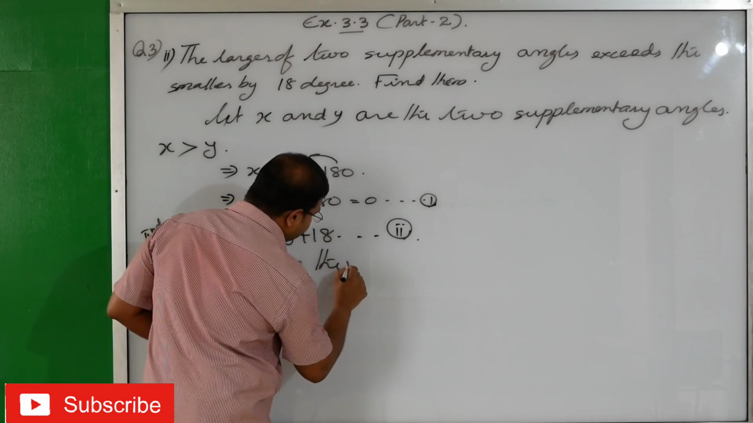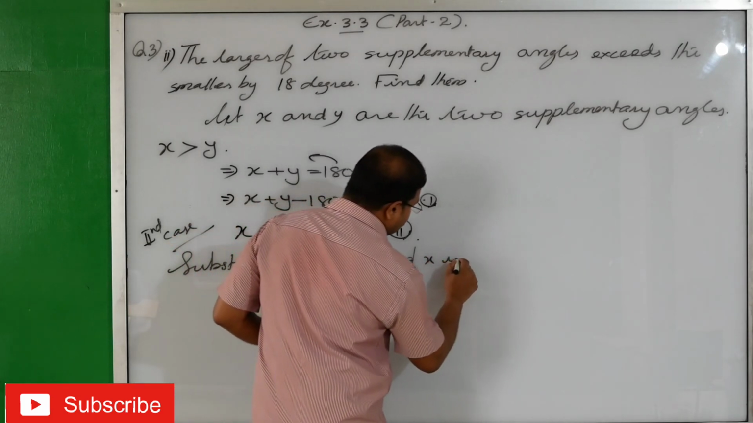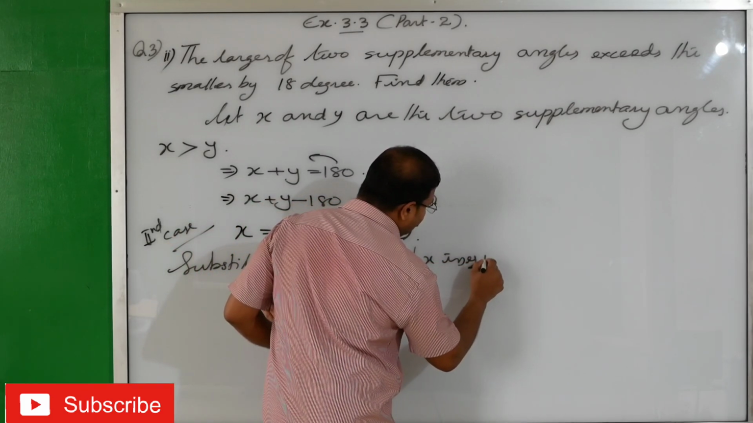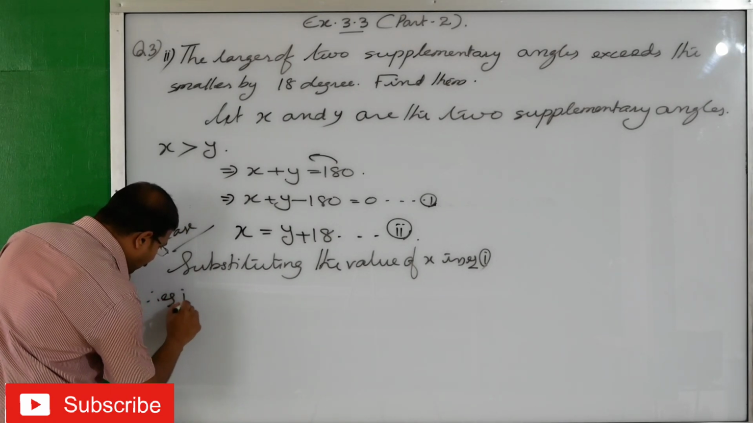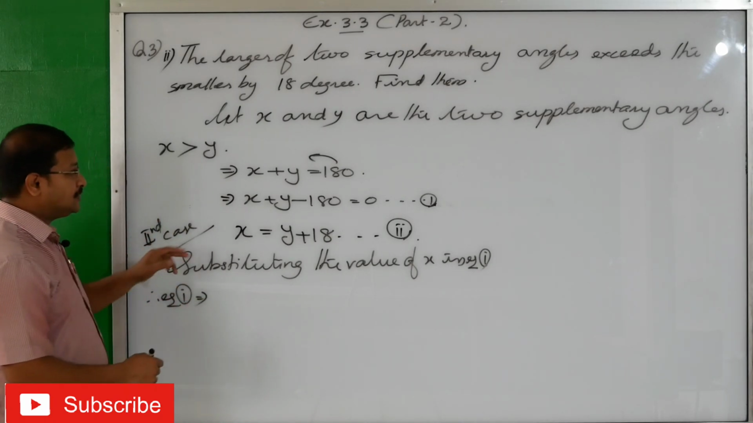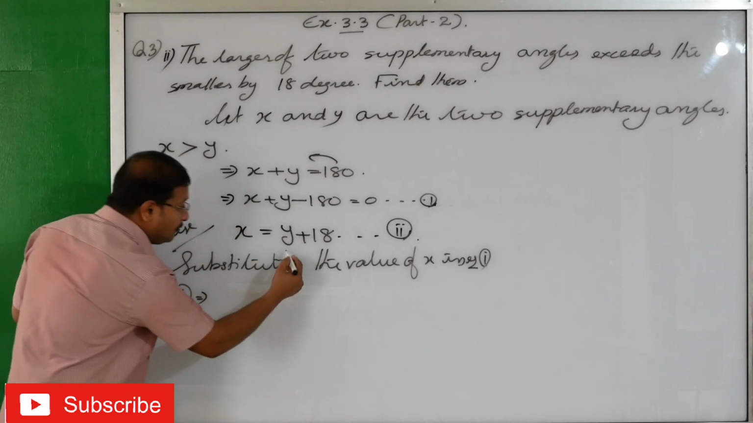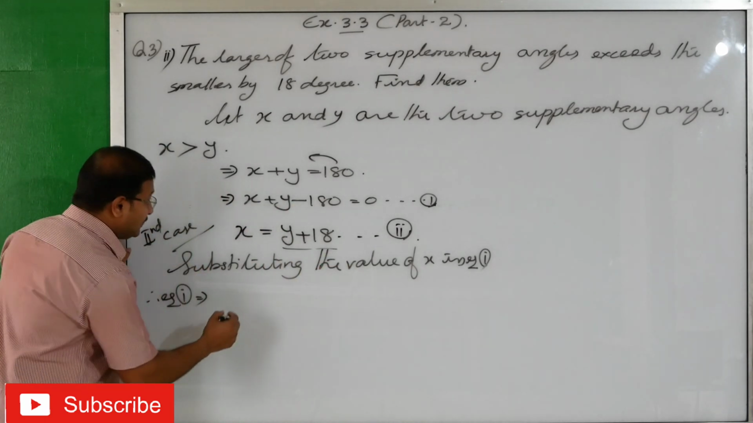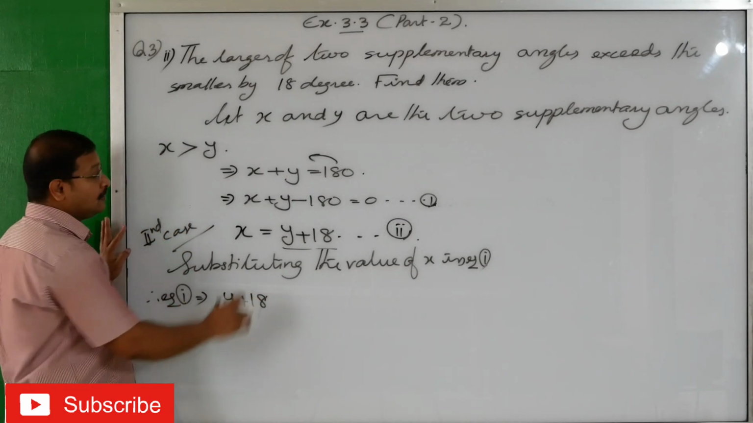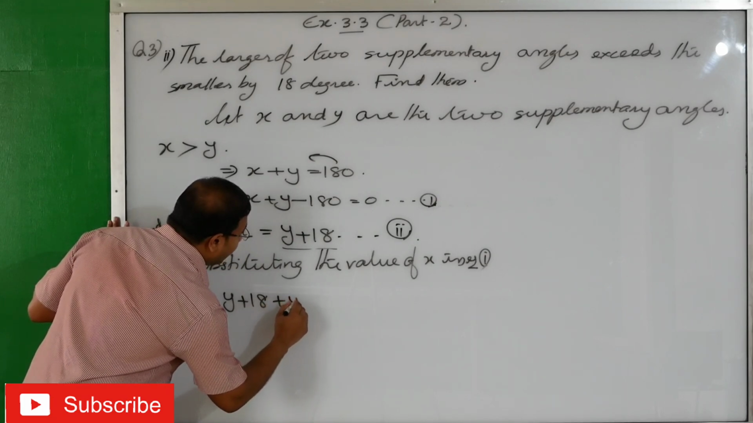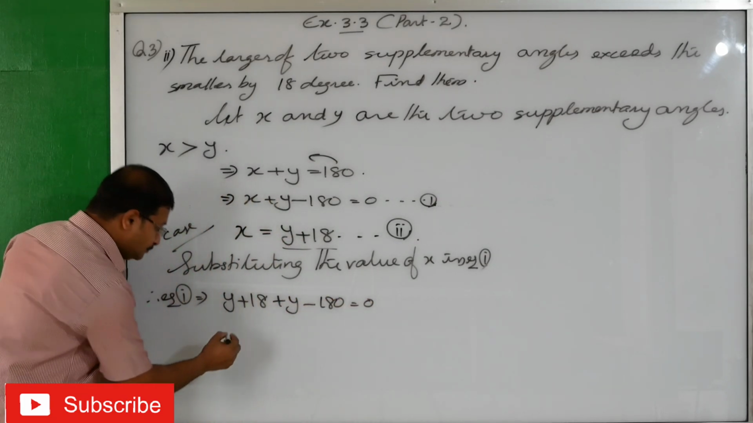the value of x in equation 1. Therefore, equation 1 implies the first equation. See, x plus y. In place of x, what can you write? y plus 18. So, y plus 18, that is x, plus y minus 180 equal to 0.